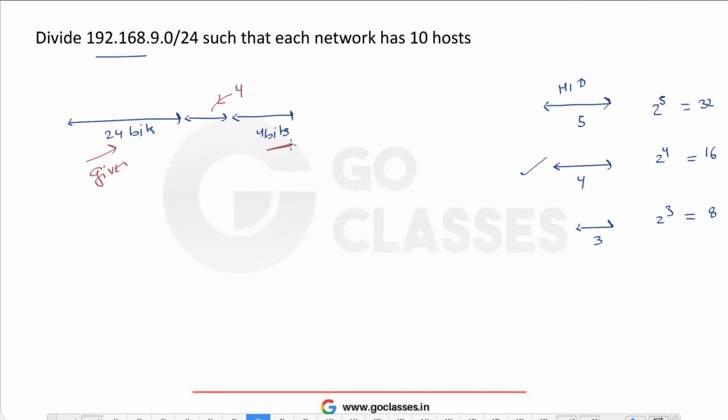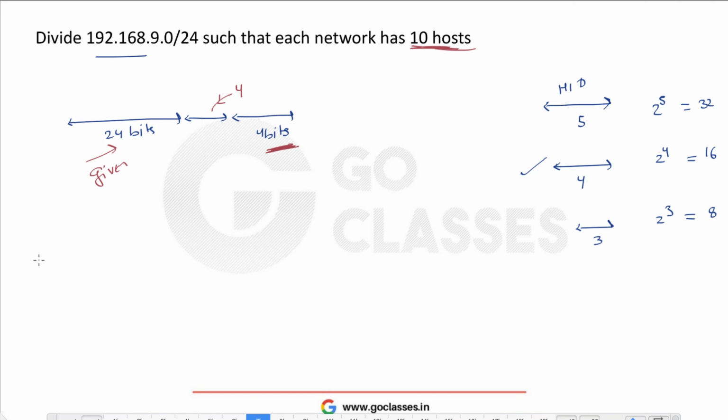I calculated it because of the 10 hosts. Since there are 10 hosts, that's why I calculated it as 4 bits. And then I needed to find out the bits required to identify the subnet number, which are the 4 bits.